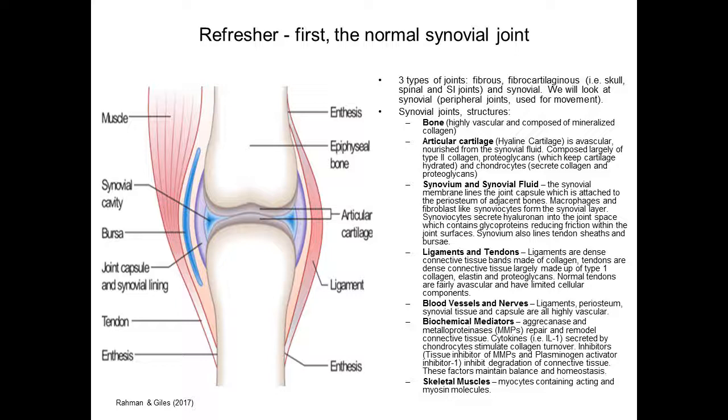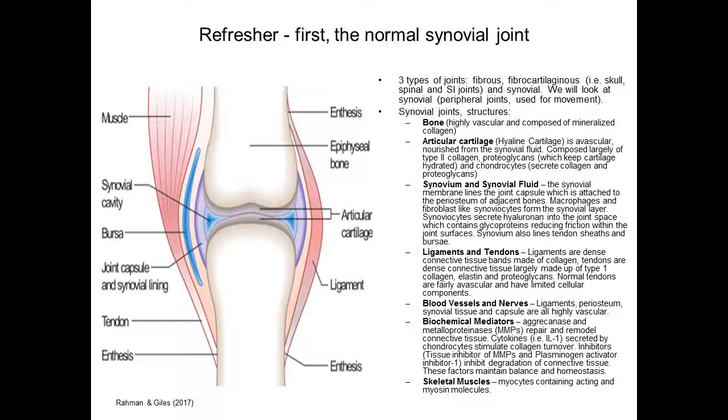Obviously, if we look from deep to superficial, we start off with bone, which is one of the main components of a synovial joint. It's highly vascular and composed of mineralized collagen. Covering the ends of the long bones is then our articular cartilage, which acts to shock absorb and maintain normal joint function and protect the underlying subchondral bone. It is avascular and nourished largely from synovial fluid. It's composed of type 2 collagen, proteoglycans, which keep cartilage hydrated, and chondrocytes, which secrete collagen and proteoglycan, which is important for cartilage turnover and renewal.